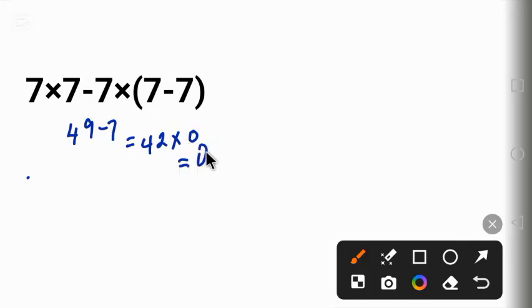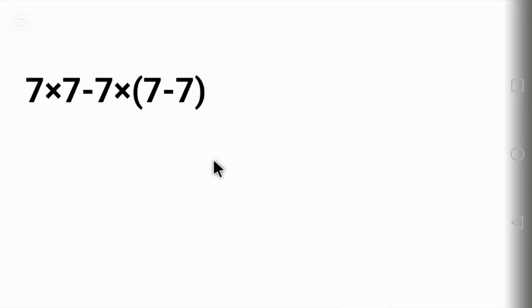As you can see from the question, you were told that the answer is not 0, so this answer is not correct. The correct way to solve this question is by following the order of operation called PEMDAS. Using this PEMDAS, P stands for parenthesis, that is bracket. So the first thing we are going to do is to solve the one in bracket.